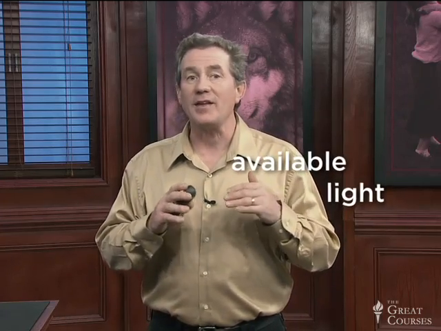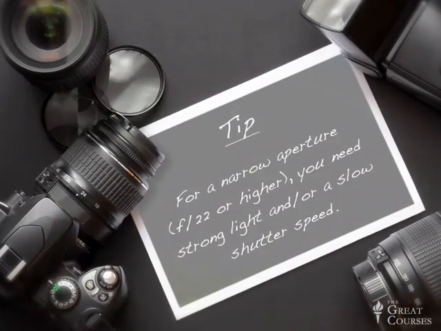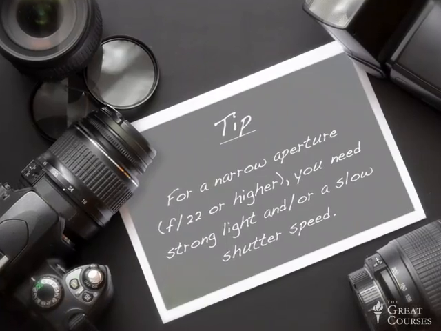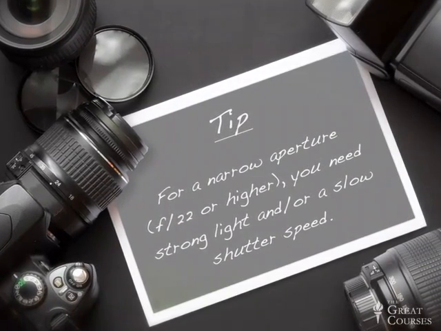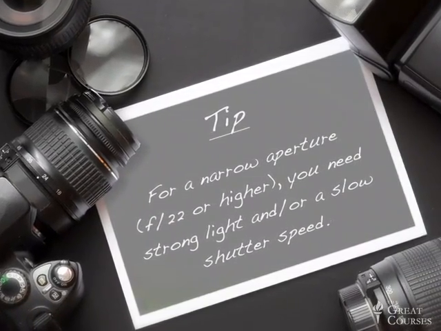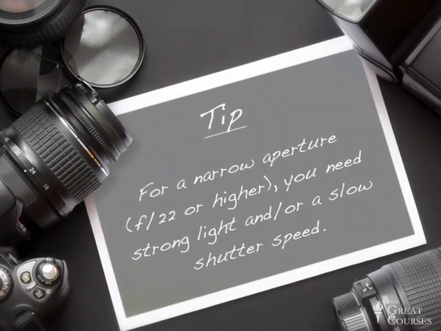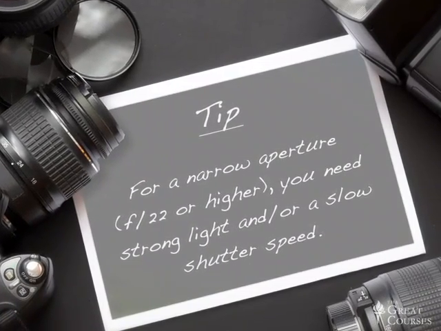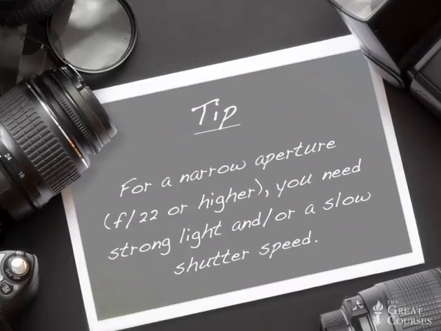Okay, aperture and depth of field go hand in hand. Another relationship that's really important for you to understand is between the amount of light available and your aperture setting. For a narrow aperture, let's say f/22 or even higher, you need either really strong light or a slow shutter speed. A lot of light or a slow shutter, or both sometimes. Hope that makes sense to you.